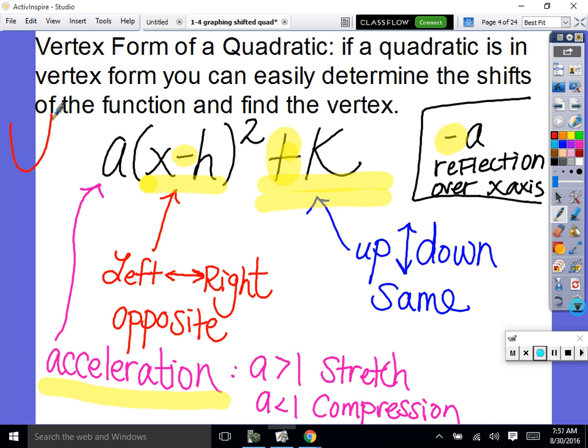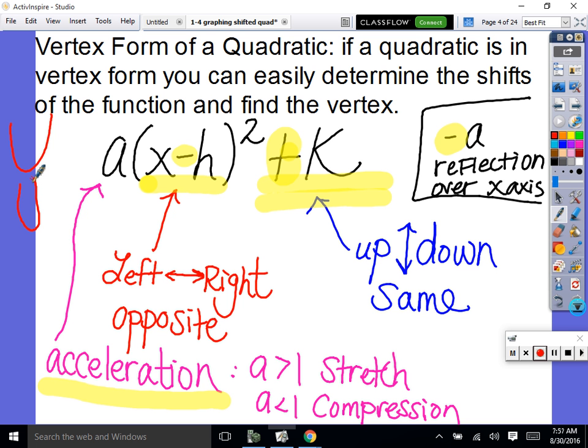Now, if the acceleration is greater than 1, it's going to get larger quicker, right? So won't that make it more like this? Do you see how the acceleration is larger quicker, squishing it in? So that's called a stretch, because we're stretching it. We stretch it this way.